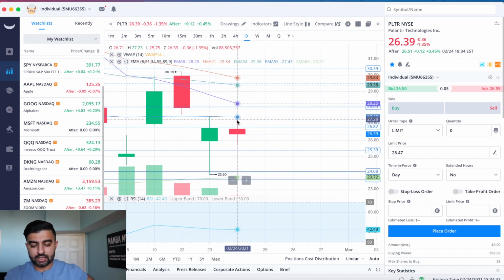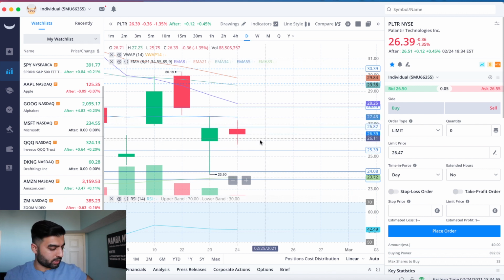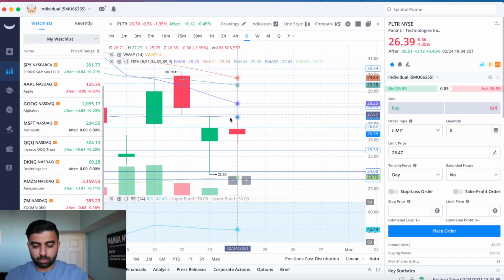What that does is it also puts us above the 55 exponential moving average. As you can see, the past 2 days we've gotten rejected by it. So really, after we break the 26.82 and we push towards the 28.05, I'm hoping that we also don't struggle to break the 27.43. So that's what I'm hoping for, you guys, going into tomorrow.